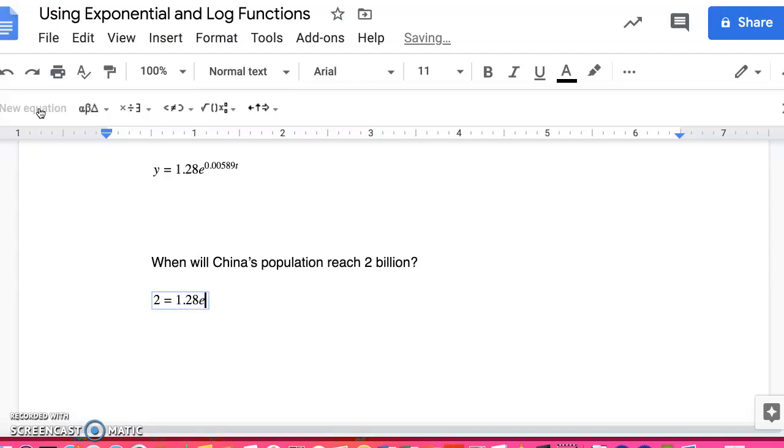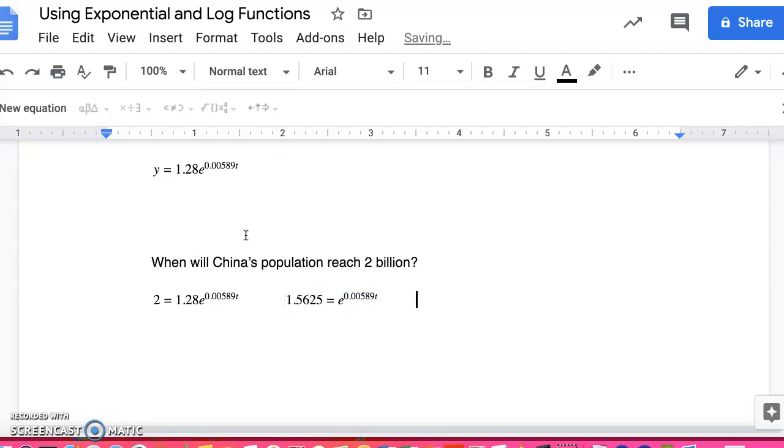Still got 1.28, still got e. K is k. I mean, we're assuming that the growth is going to stay the same. And then we don't know the time. That's what we're looking for. When's it going to happen? Okay, and so solving these exponential equations, once you can set it up, it's almost always the same. Take both sides and divide them by 1.28 to get rid of it over here. So 2 divided by 1.28 is 1.5625. And so that equals e to the power of that crazy decimal again, times t.